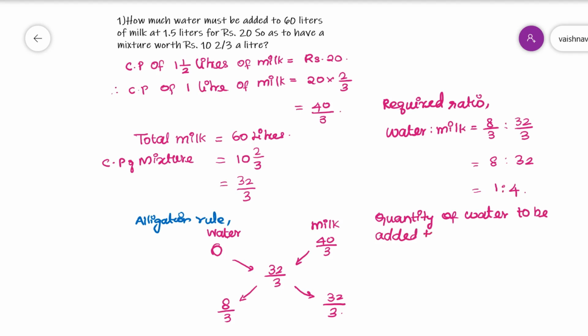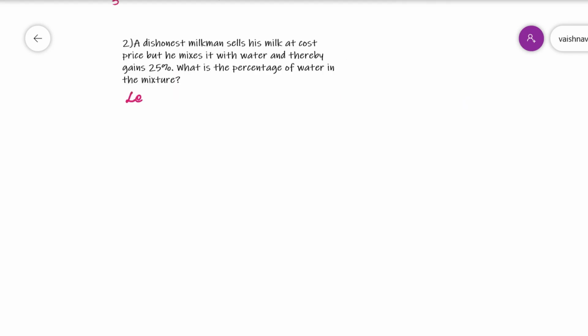So to the total quantity of 60 liters, I have to add, how much water is the question? So I have to add 15 liters.